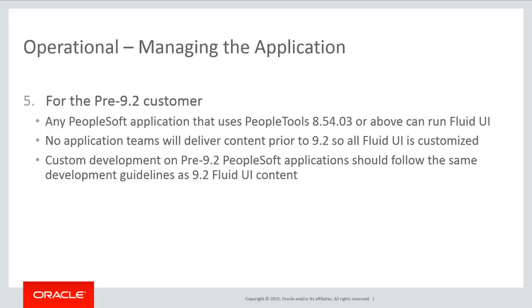All of the Fluid UI application content from PeopleSoft will be delivered on 9.2 applications, but that doesn't mean that pre-9.2 applications can't take advantage of Fluid UI. If you're running an application version that's compatible with PeopleTools 8.5.4, then you can create and run Fluid content yourself. The process would be to first upgrade your application to PeopleTools 8.5.4. When that's done, you'll have all the tools necessary to create your own Fluid UI content.